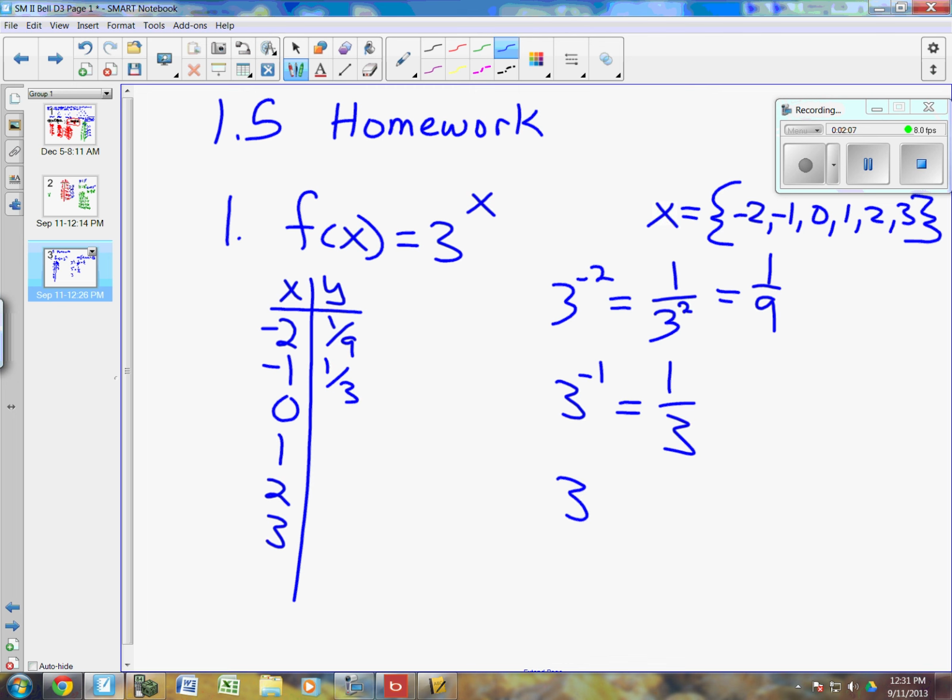What's 3 to the 0 power, you guys? It's 1. What's anything to the 0 power? Everybody write this down in your notes right now. Got your notes out? Any number to the 0 power equals 1. So 3 to the 0 power equals 1.